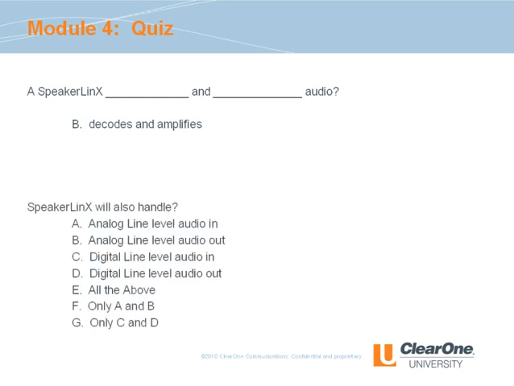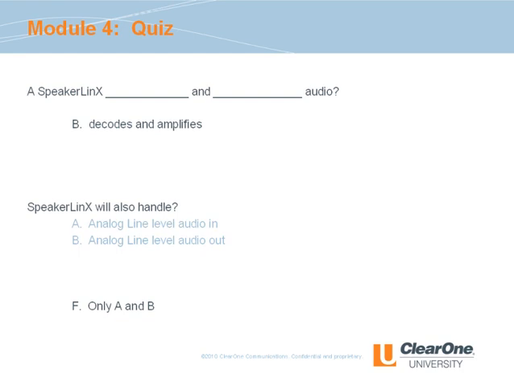Our next question. Speaker links will handle: A, analog line level audio in; B, analog line level audio out; C, digital line level audio in; D, digital line level audio out; all the above; only A and B; or only C and D. The correct answer is only A and B. A speaker links will only handle analog line level in and analog line level audio out through its EIM connection.